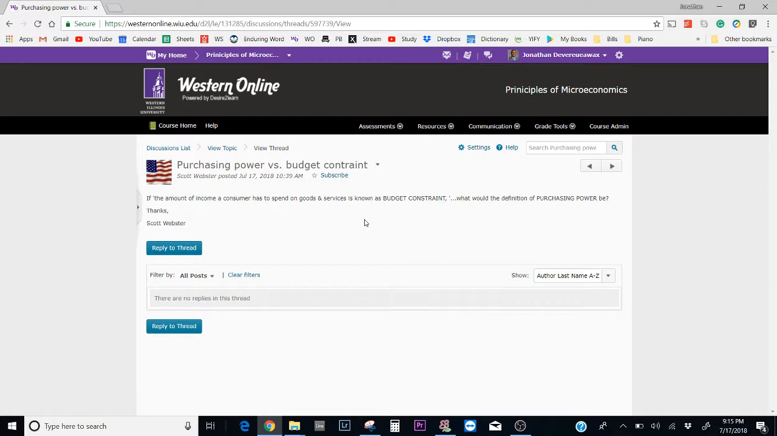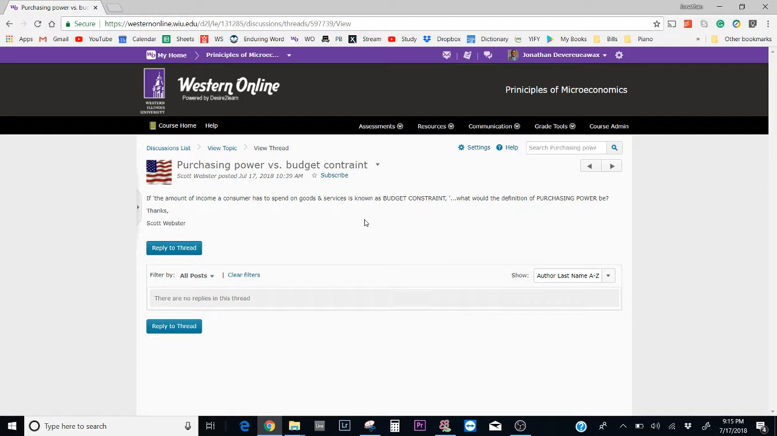So if the amount of income a consumer has to spend on goods and services is known as the budget constraint, what would the definition of purchasing power be? Okay, so that's actually a really good question. Now, purchasing power, typically we talk about that when we're looking at inflation. That's when that comes into play.